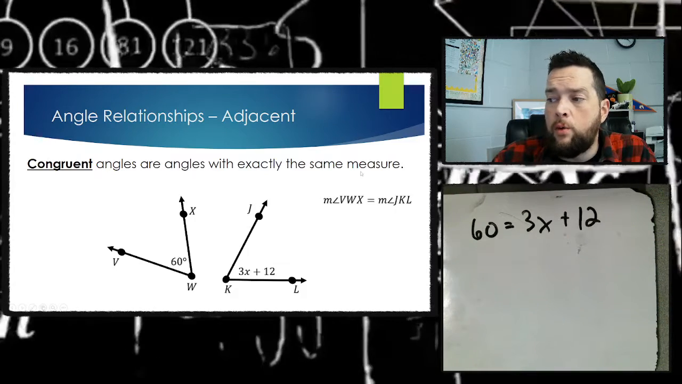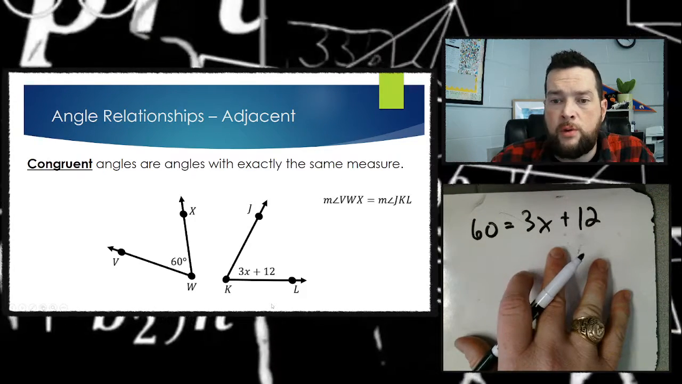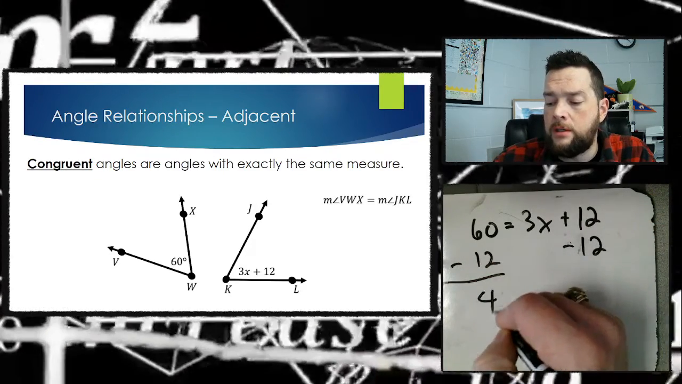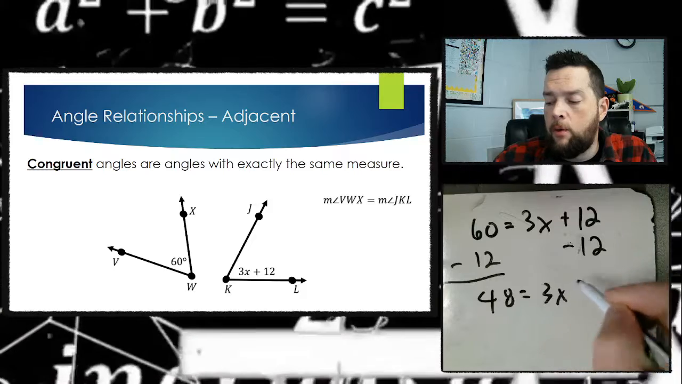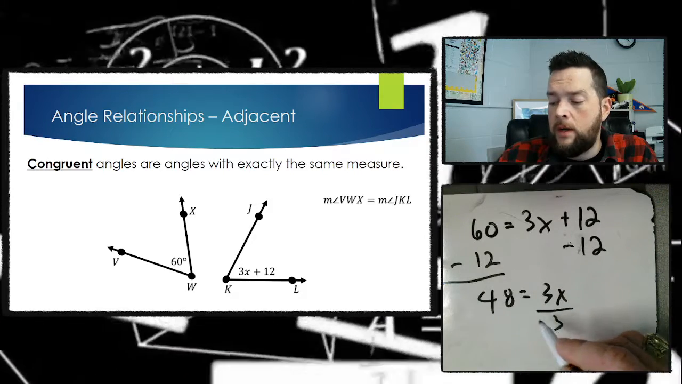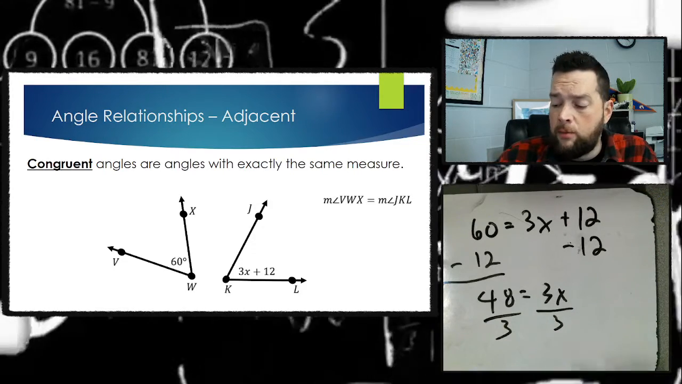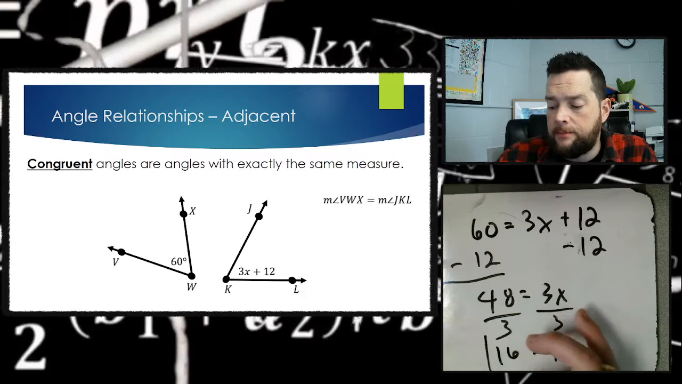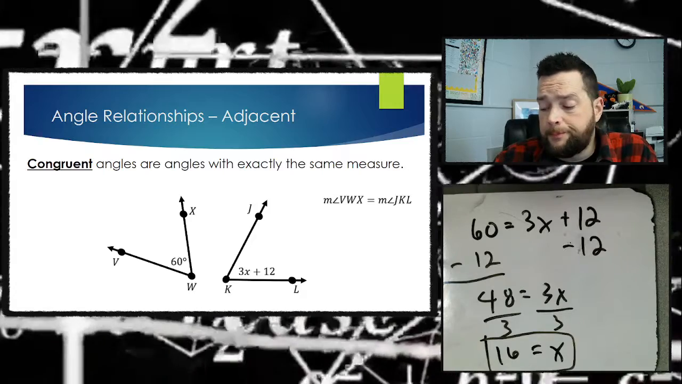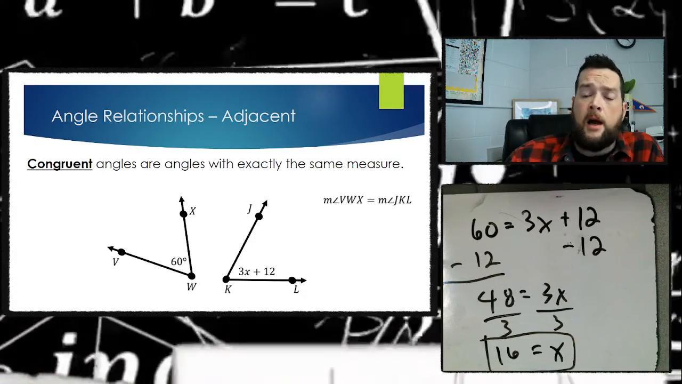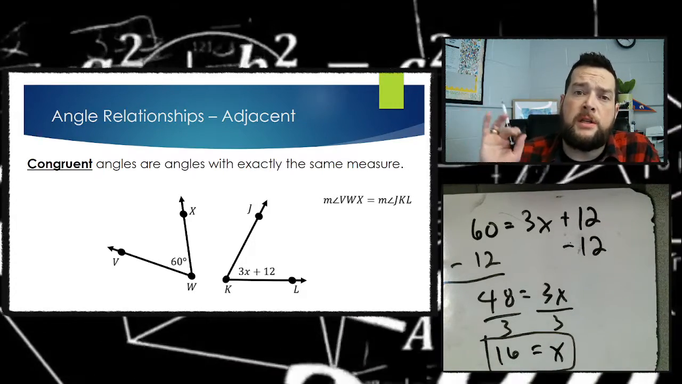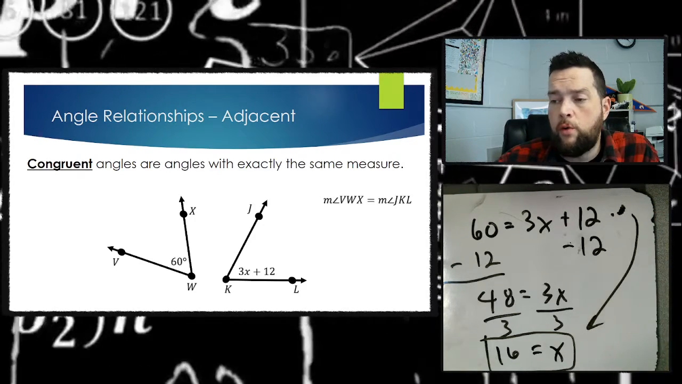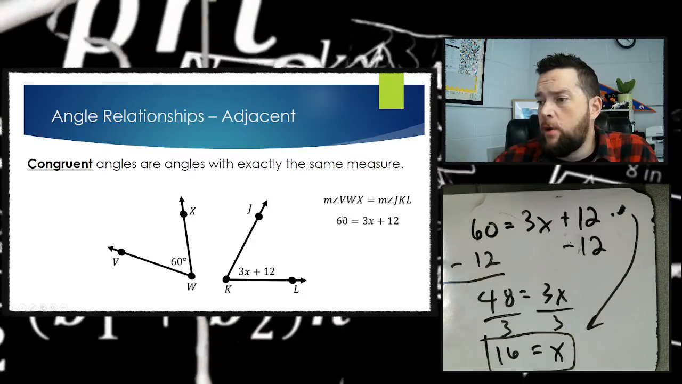And because they're equal to each other, I can set these as equal to each other. Then I just have to solve by undoing the addition first, bringing down what I have left, and then undoing the multiplication by dividing by 3 on both sides, all right? And I find out that x equals 16, all right? So again, you're just using the information that's given to you to create equations, and then you just have to solve those equations, all right? Let's go on to the next one.